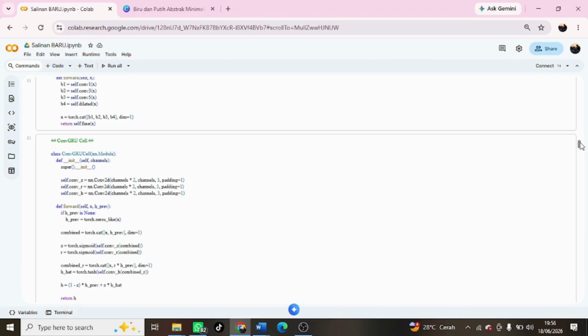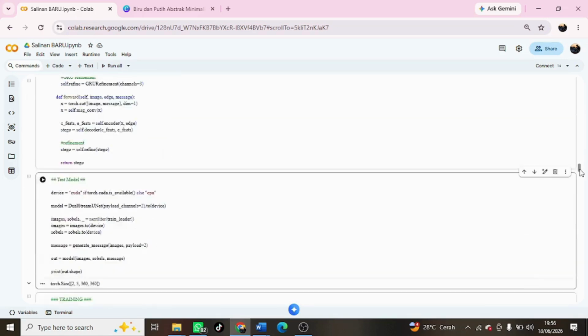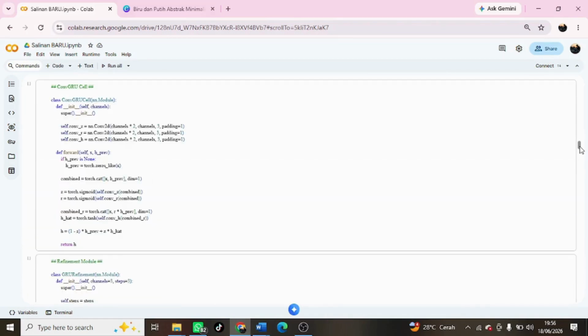Conv-GRU contains two main gates, the update gate and the reset gate. The update gate determines how much new information will be stored, while the reset gate determines how much old information will be retained. This mechanism helps the model gradually improve the feature representation with each iteration.